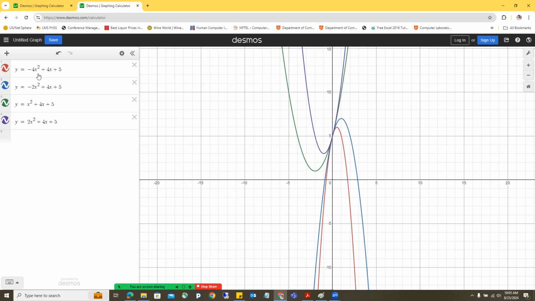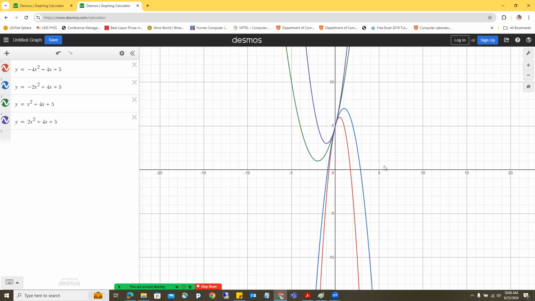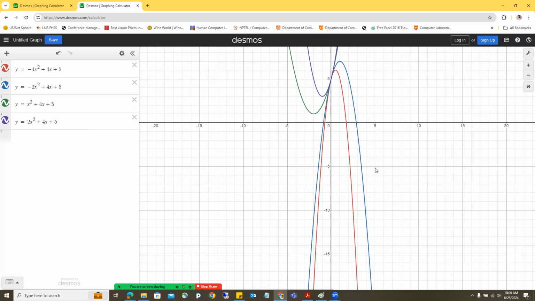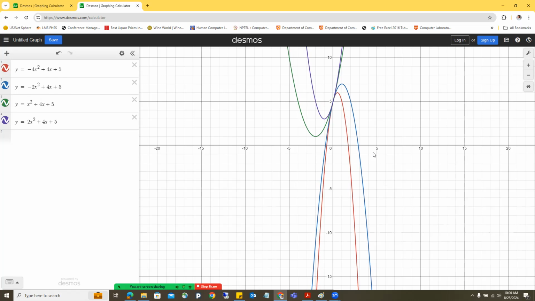The red color one is the first one, minus 4x squared plus 4x plus 5. The blue color one is minus 2x squared plus 4x plus 5. What do you think? It's getting wider, right? From the red color one to the blue color one, it's getting wider.